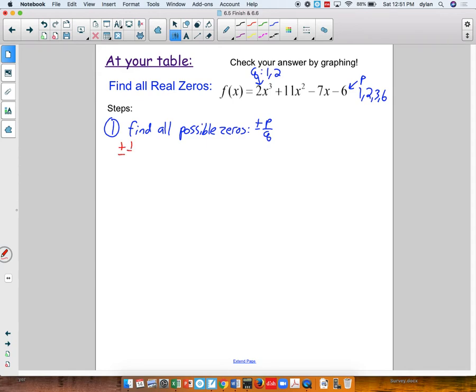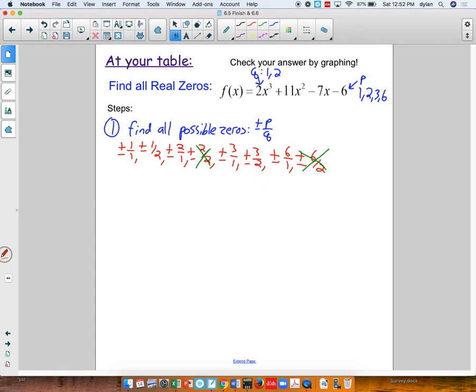So plus or minus 1 over 1, plus or minus 1 over 2, plus or minus 2 over 1, plus or minus 2 over 2, plus or minus 3 over 1, plus or minus 3 over 2, and plus or minus 6 over 1, and plus or minus 6 over 2. Now, some of these are duplicates, right? We've got 1 over 1, which is the same thing as 2 over 2. We've also got 6 over 2, which is the same thing as 3 over 1. So we can rule those ones out.